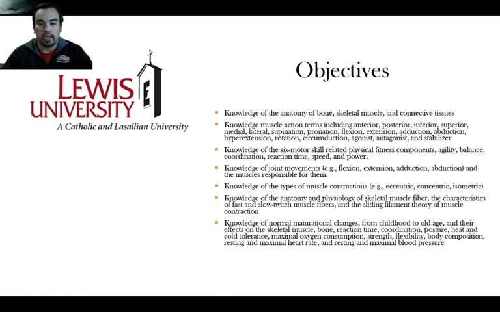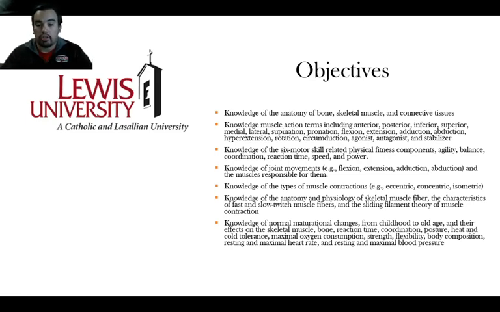You're going to gain a knowledge of the 6 motor skill related physical fitness concepts: agility, balance, coordination, reaction time, speed, and power. Most specifically, we're going to focus on a little bit of speed and a little bit of power as muscle attributes to those. So we're going to kind of touch on them just a little bit. We're going to gain some knowledge in the joint movements: flexion, extension, abduction, adduction, and the muscles responsible for them. We're still not diving into the specifics, but we are going to just kind of touch it. So I put it in there.